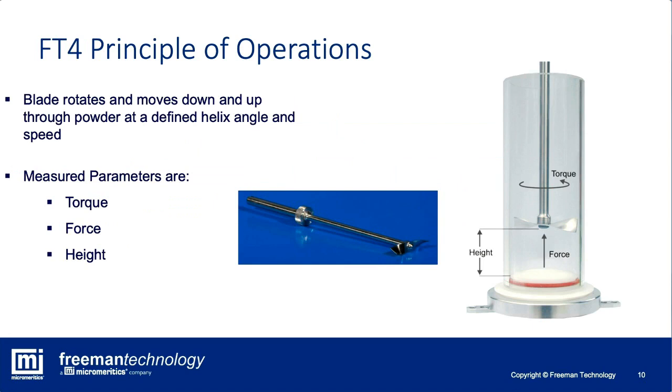The way the FT4 actually operates is by using this twisted blade and having it traverse through the powder bed at a fixed helix angle and tip speed. And as it makes its traversal down the height of the powder bed, we are going to be recording the torque, the force, as well as the height of the blade.